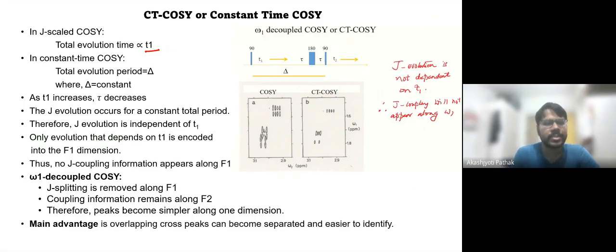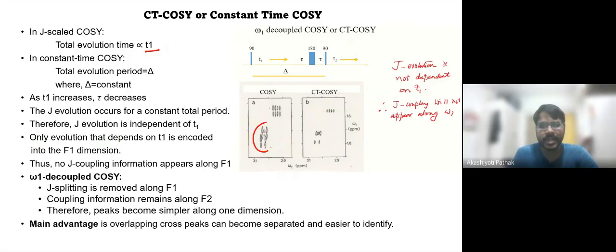Therefore, J evolution is independent of T1. The only evolution that depends on T1 is encoded into the F1 dimension. So no J coupling information appears along F1, and the J splitting is removed along F1. Coupling information remains along F2. The main advantage is that your overlapping cross peaks can become separated and easier to identify.